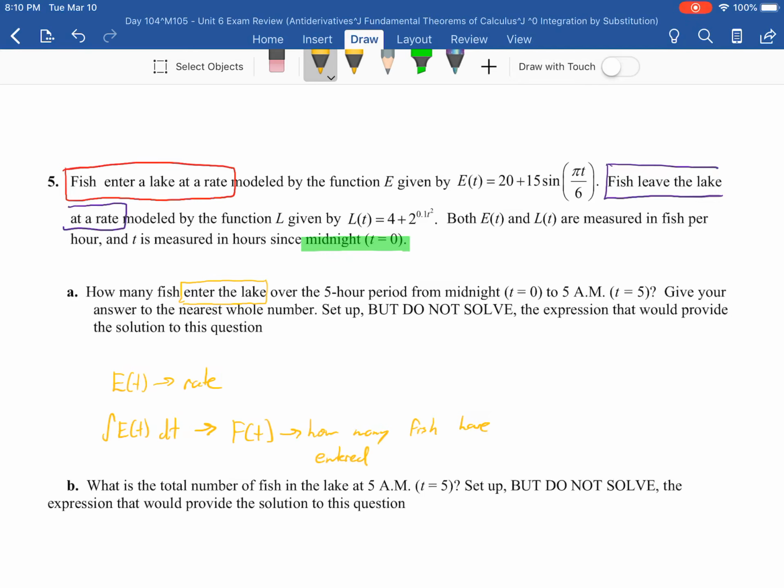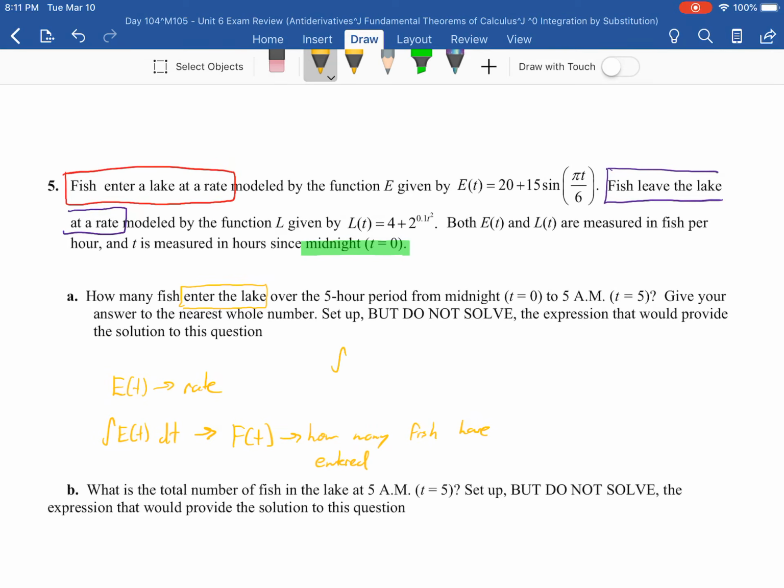Okay? And that's the main or the key idea in a problem like this. If you're given the rate, but you want to find how much, in this case how many fish have entered the lake, you want to take the integral of said function. So at this point, what we're going to do is take the integral of E of t. So we got that part down already.